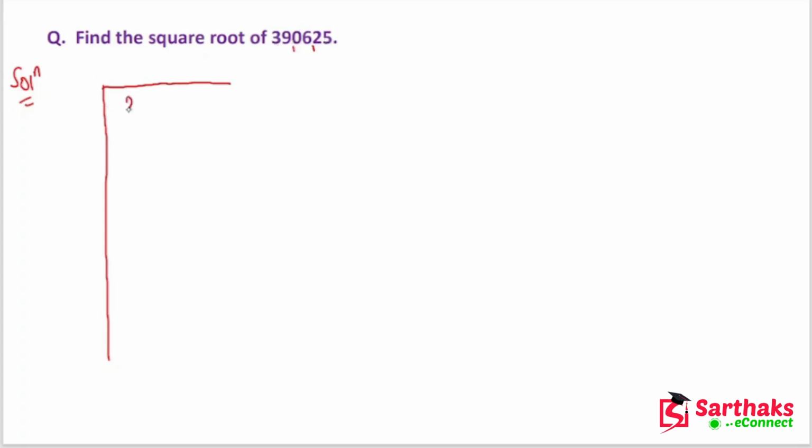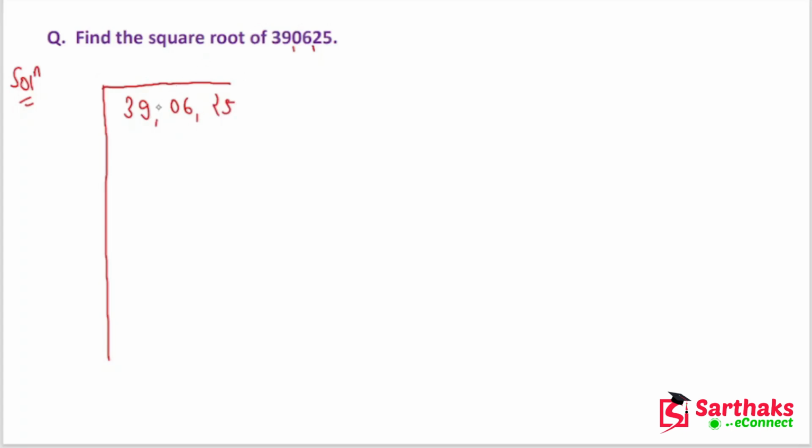So we are getting exactly 3 periods. So we will write like this: 39, 06 and 25. Okay, so we have written the number in the form of 3 pairs. So you can very well imagine that the square root would be nothing but a 3-digit number. You are sure that it would be a 3-digit number.